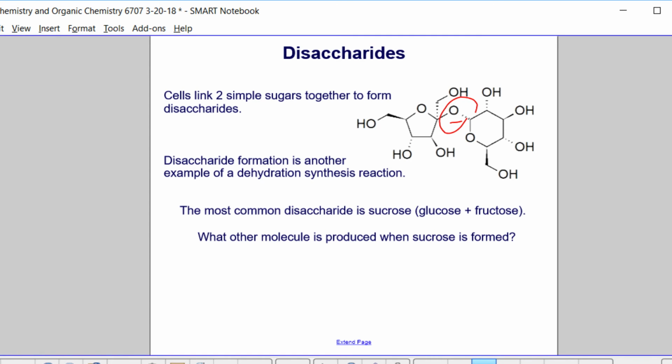The question here: what other molecule is produced when sucrose is formed? Well, the formation of a disaccharide here, we're told, is dehydration synthesis. So we're joining together two monomers to make the disaccharide sucrose, and in doing so, we have to dehydrate, or remove, or form a water molecule.